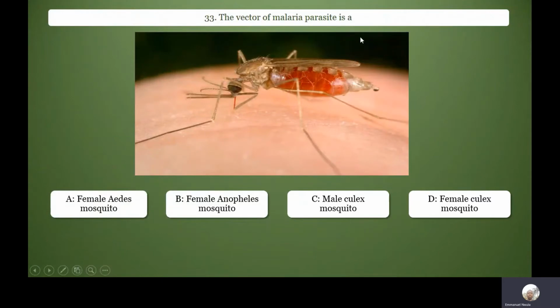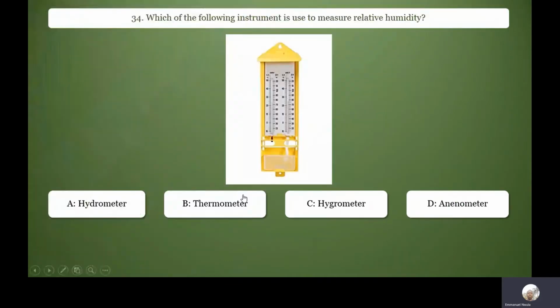The vector of malaria parasite is the female Anopheles mosquito. Which of the following instruments is used to measure relative humidity? Relative humidity is a measure of the amount of moisture content in the atmosphere. It's measured using the hygrometer, the wet and dry bulb hygrometer. So option C is correct here.